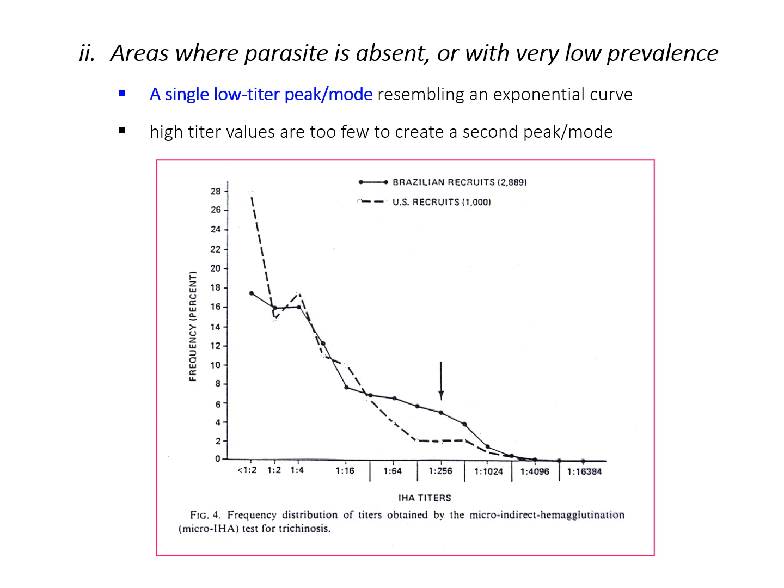In areas where the parasite is absent or with very low prevalence, a single low titer peak or mode resembling an exponential curve can be seen. So this is where the single peak at the low titer is present in the majority of the people in these populations. And then high titer values at 1 over 256 here are too few to create a second peak or mode. So there's no peak at all at the second mode here. So this curve represents an area with very low endemicity.